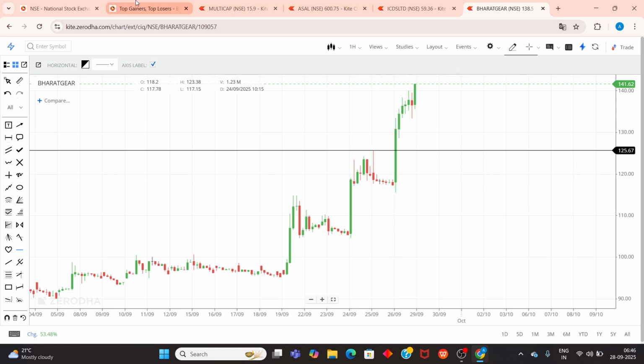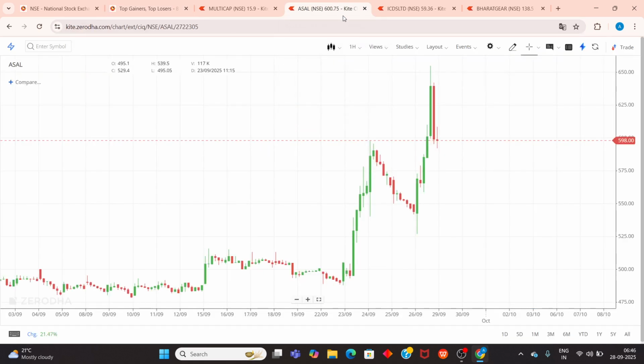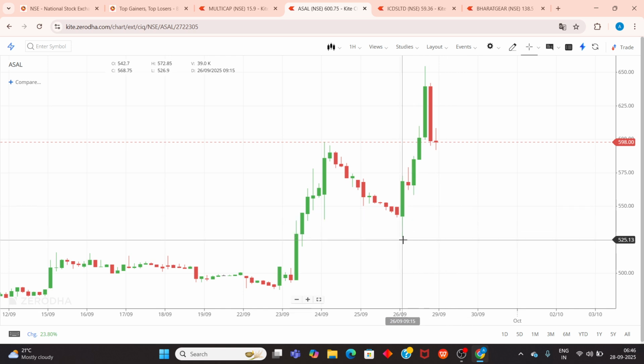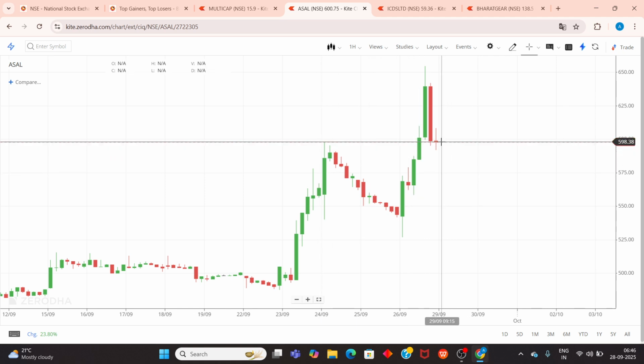The same way, the next would be RSEL gear, and the next would be ASAL, and the next would be MCL. MCL we are not going to buy because it's a 54 stock. If you want to check it for ASAL, here you can see 26th September. Here it formed the high on the 1 hour candle. So this is the higher high pattern. This is the previous high, correct? It has broken the previous high at this level around 12:15. You can see that the candle has closed slightly above the previous high, which is the swing high.